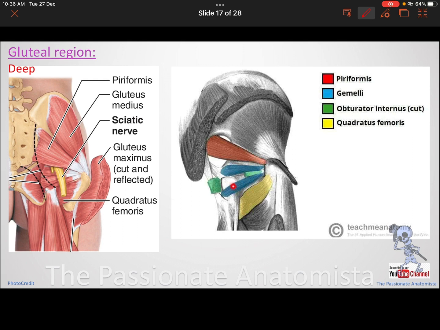All right, let's move on and then we continue the story. Now remember, we talked about the gluteus maximus, medius and minimus, and now I want you to think about the external rotators, deep region. The external rotators, guys, we have the piriformis, which is piriform in shape.